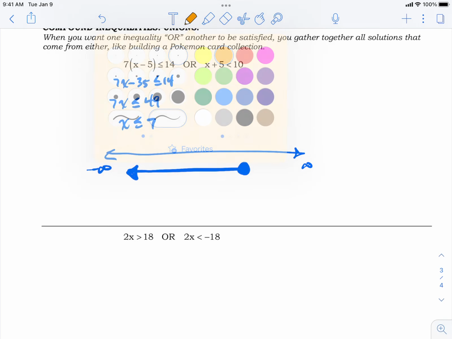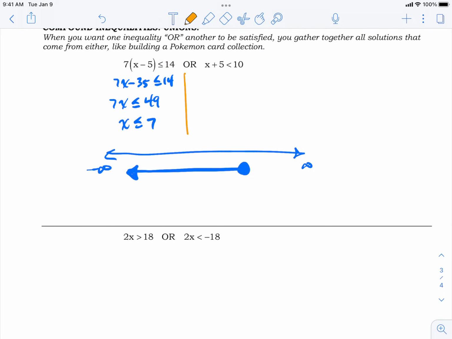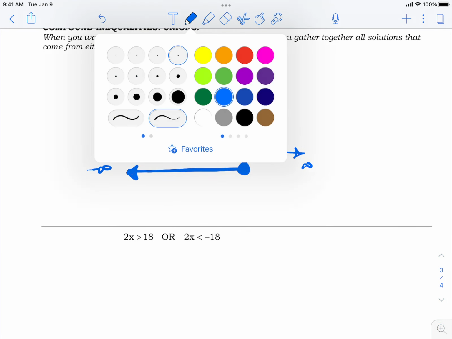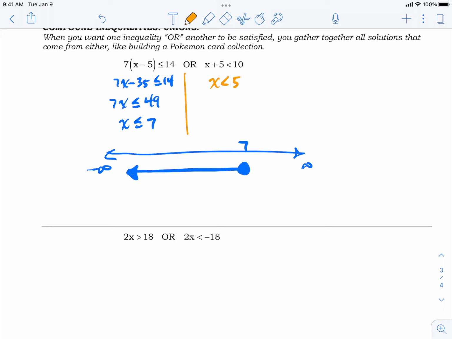Okay, now let's solve the other one. Subtract 5 on both sides, and you say, oh, x is less than 5. Okay, so I should have written my 7 over here. And now I need to find 5 on the number line. That's going to be over here somewhere. Strictly less than means go this way with an open circle there, right?